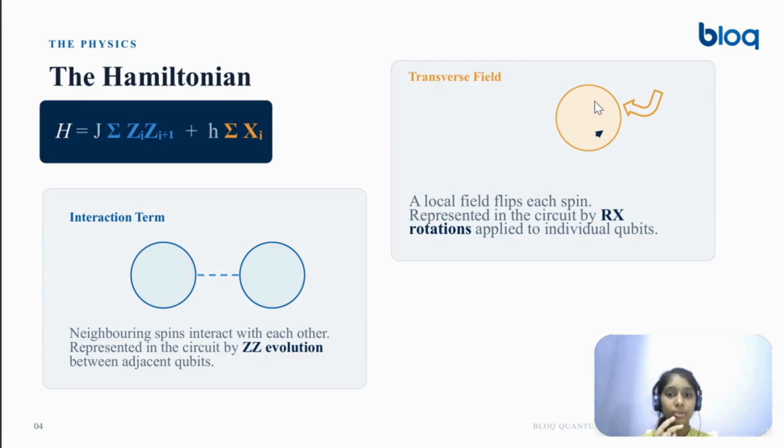Everything begins with the Hamiltonian of the transverse field Ising model. The first term represents the interaction between neighboring spins, and in a quantum circuit this interaction is implemented through a ZZ evolution, which we'll realize using a sequence of CNOT and RZ gates. The second term represents the transverse magnetic field. Physically, this field tends to flip the spins, which introduces quantum fluctuations, and in our circuit this effect is implemented using RX rotations applied to each qubit. Together, these two terms describe the dynamics of the system we are trying to simulate.